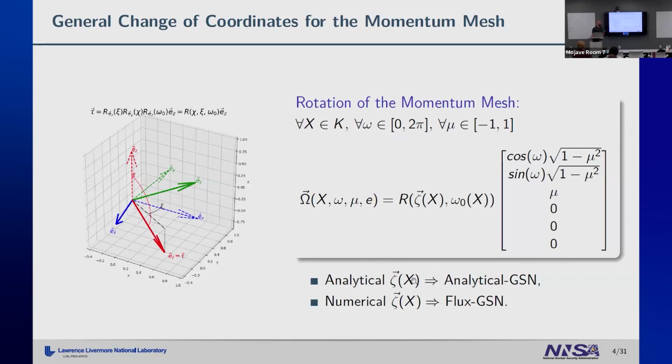I will refer to it depending on how we choose this transformation for the coordinate system. If zeta is an analytical function, then we call this analytical GSM. And if we use a numerical flux to determine this zeta, then we call this flux GSM, and I'll describe this much more later in this presentation.